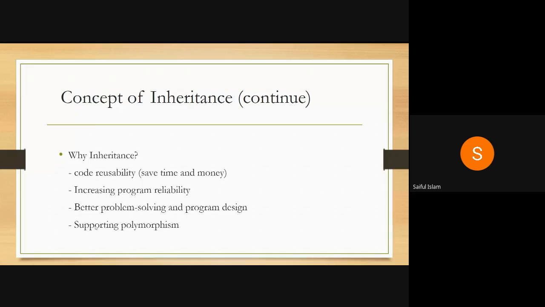The next point is that it supports polymorphism. When we talk about dynamic binding, dynamic binding is somewhat related to inheritance. We will discuss this when we talk about abstract classes and virtual functions.